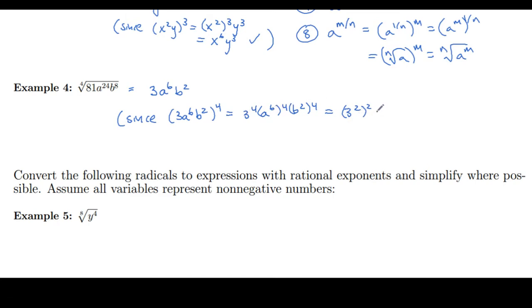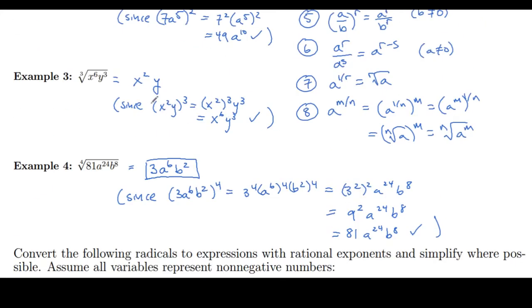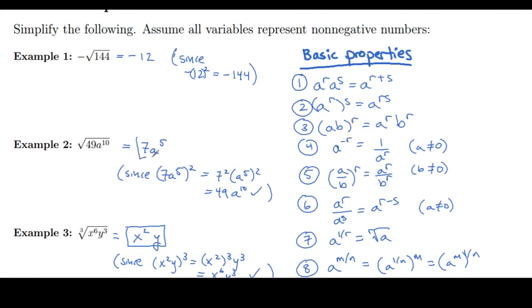And then this would be a to the 24th, multiplying the exponents, and then this would be b to the 8th. And the only reason that I'm writing this is just so you could see, that's 9 squared, a to the 24th, b to the 8th, and 9 squared is 81. So 81 a to the 24th b to the 8th. And that checks out, right? That's exactly what we wanted to take the fourth root of. And so this is our answer, right? I guess I should have boxed these as we went along, right? But I think you see how the definition works here.